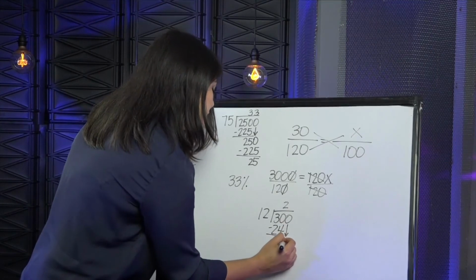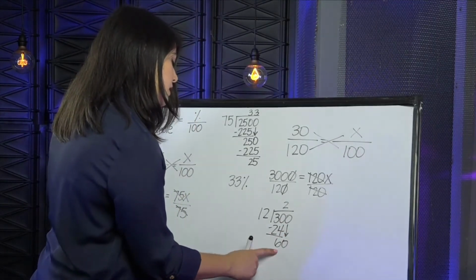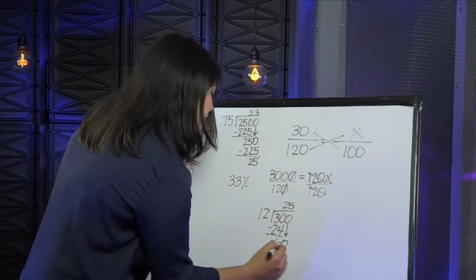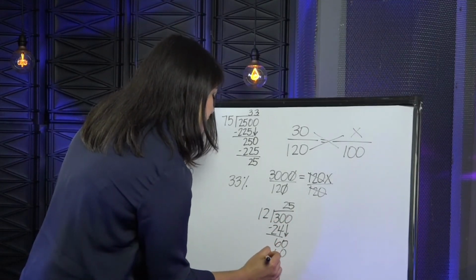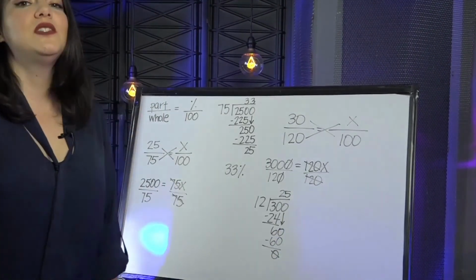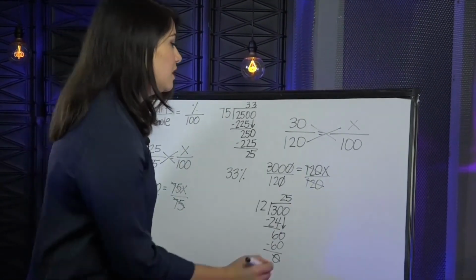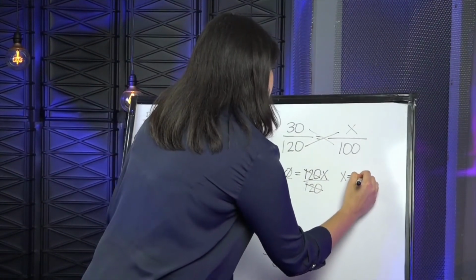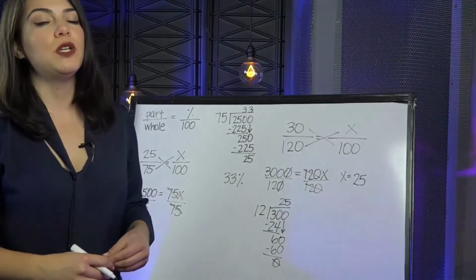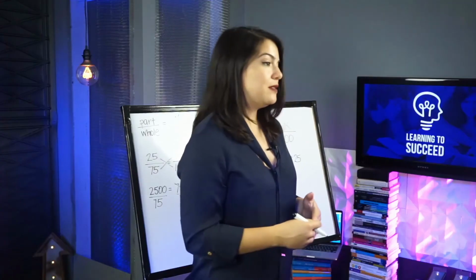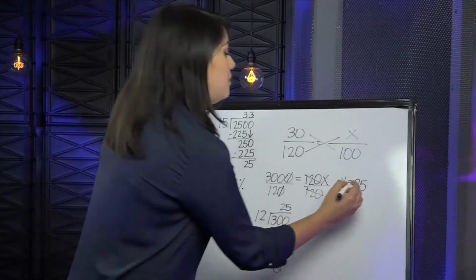We bring down the 0. 12 goes into 60 5 times. 12 times 5 is 60. 60 minus 60 is 0, so that means this divides perfectly. Our x is 25. Now, let's go back to the question. What was it asking for? It was asking for a percent. So, this is 25%.